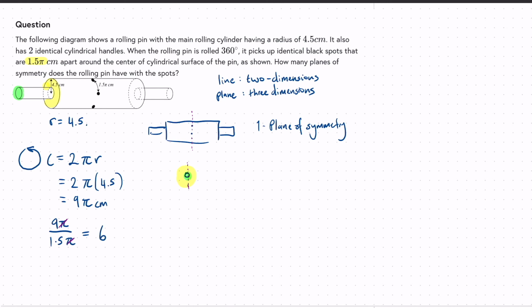So what does that look like? Well, on my diagram on the right, I've got a dot here, a dot here. Let's go one at the top, one at the bottom, one over here, one over here. And these are evenly spaced. So what does that mean for my symmetries? Well, I've got 1, 2, 3. So I've got 1 plane of symmetry plus 3 more planes equaling 4 planes of symmetry.